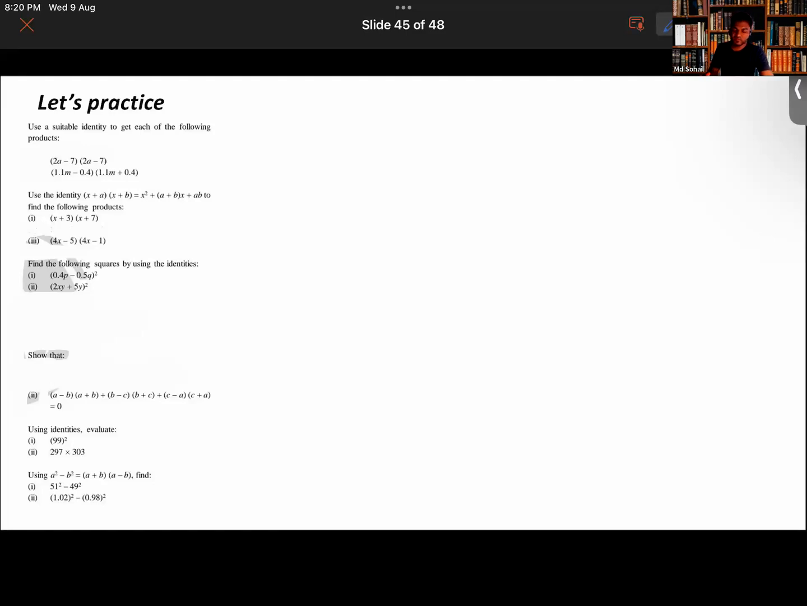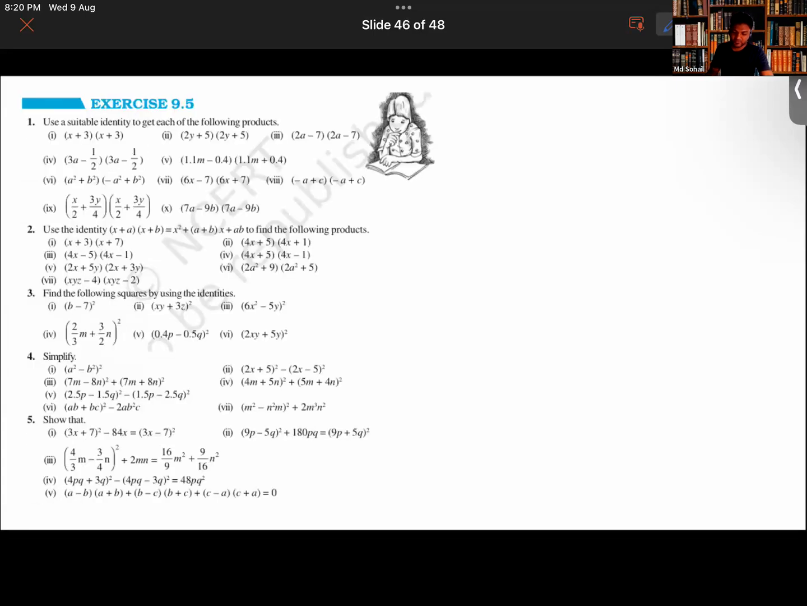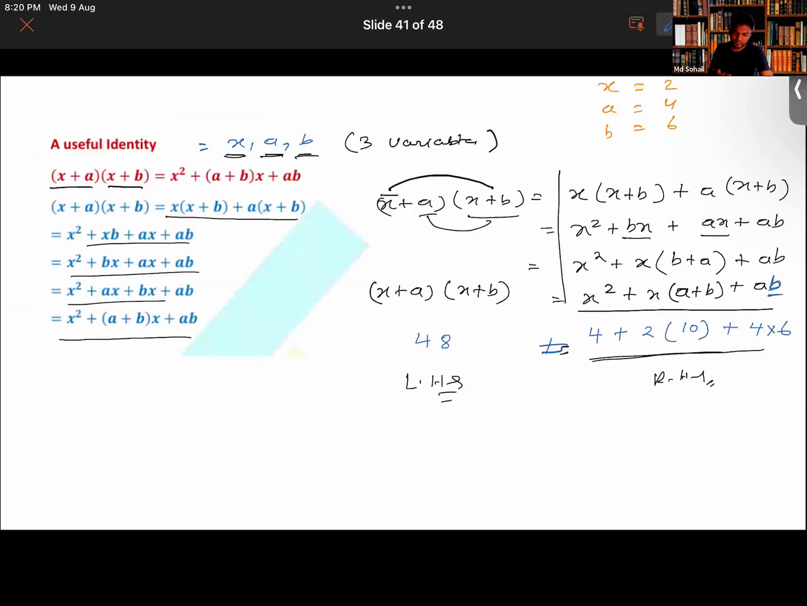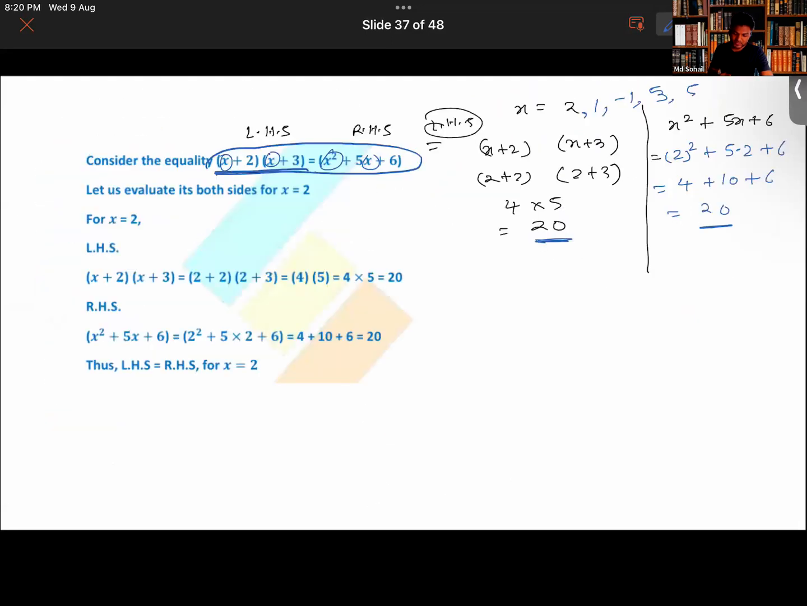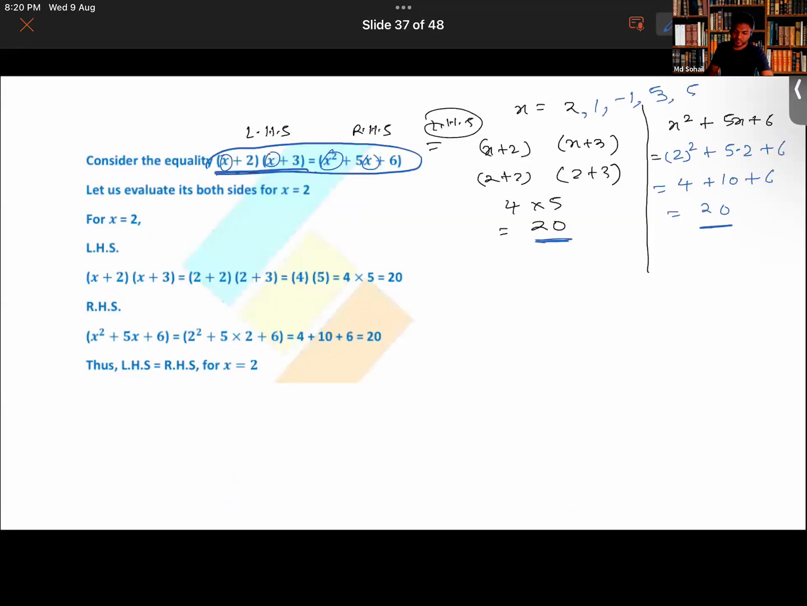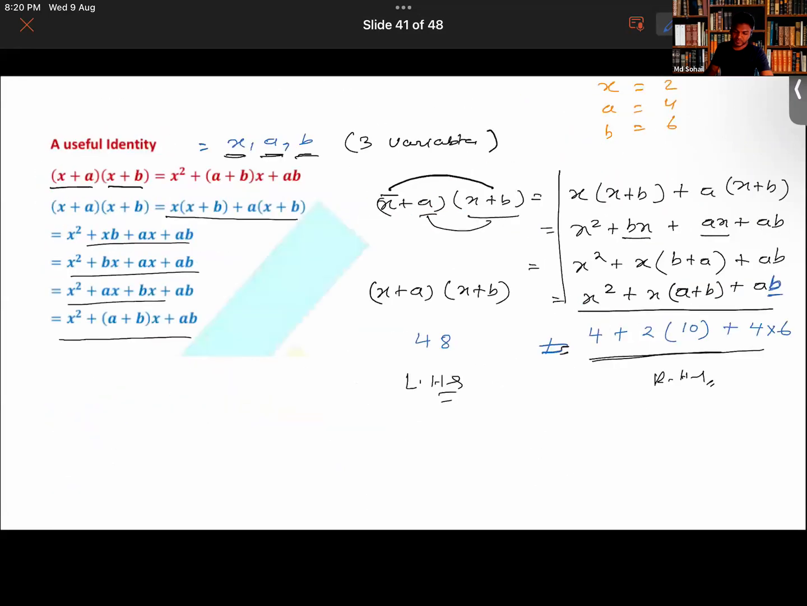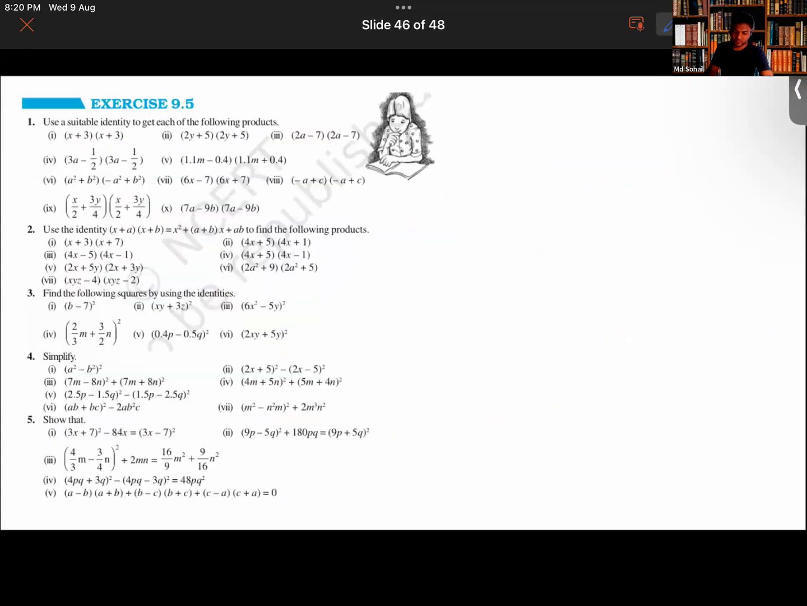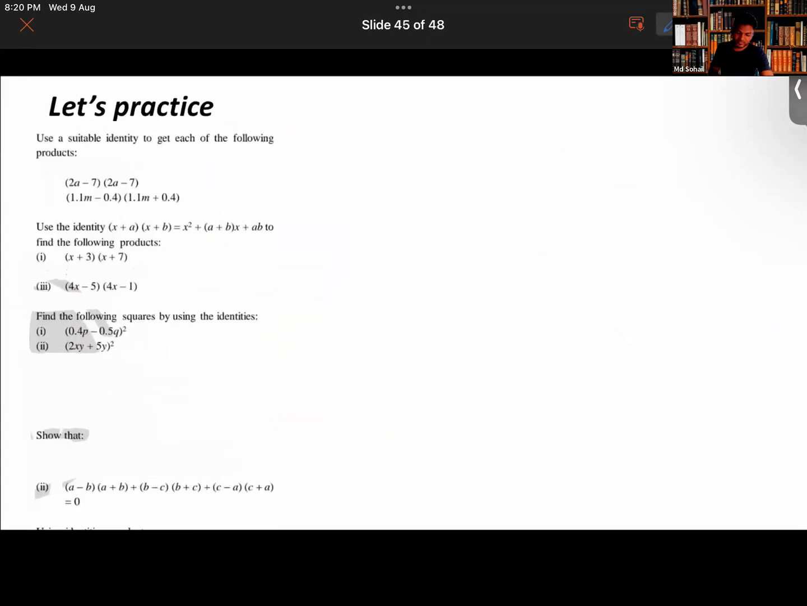After we are done with practicing these questions, you are left with exercise 9.4 and 9.5. Exercise 9.4 has the same concept we discussed, right? The assignments will pile up if you don't solve them immediately after the classes. Also try to complete the assignments on time.